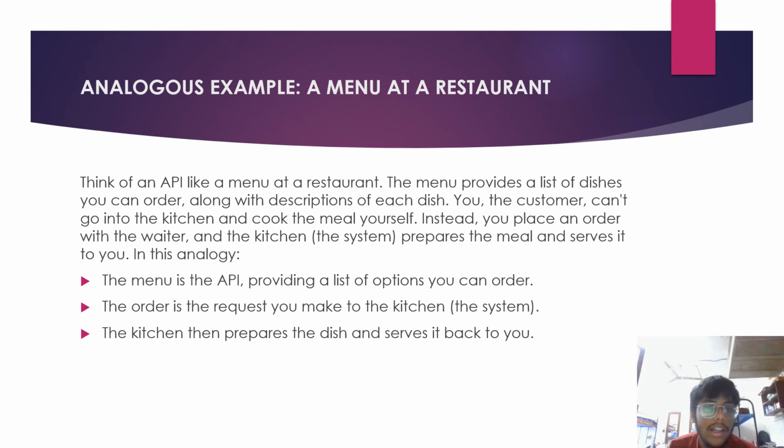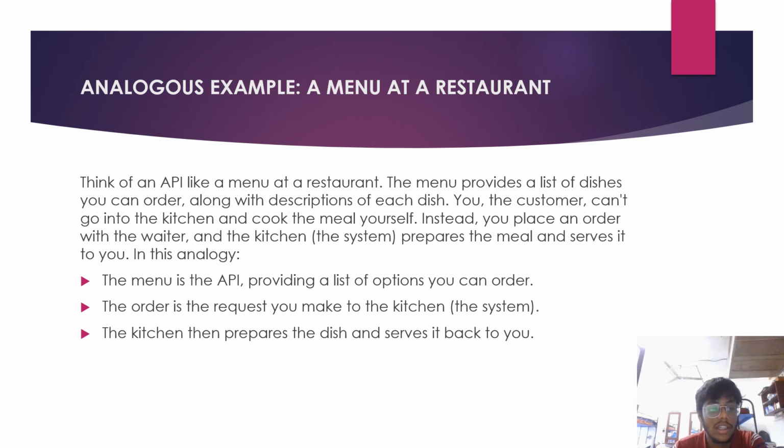Next, look at an analogous example, a menu at a restaurant. Think of an application programming interface like a menu at a restaurant. The menu provides a list of dishes you can order, along with descriptions of each dish. You, the customer, cannot go into the kitchen and cook the meal yourself. Instead, you place an order with the waiter, and the kitchen prepares the meal and serves it to you.